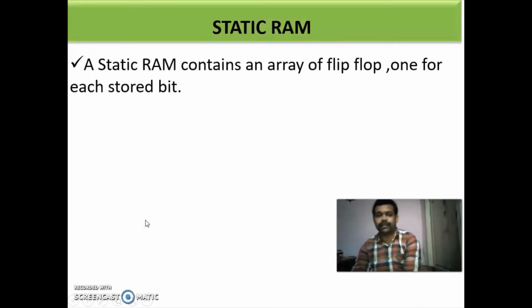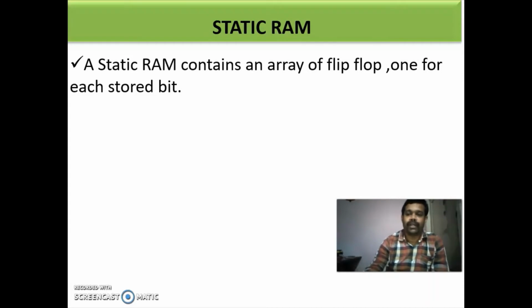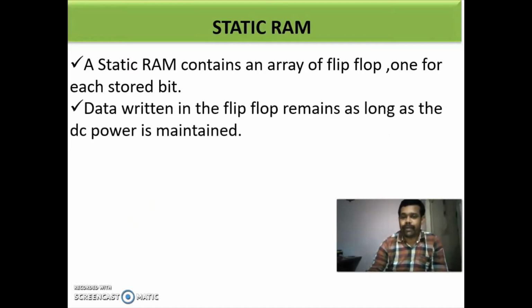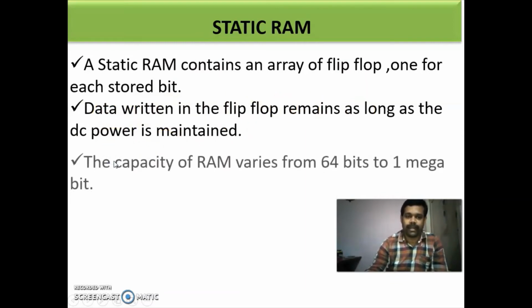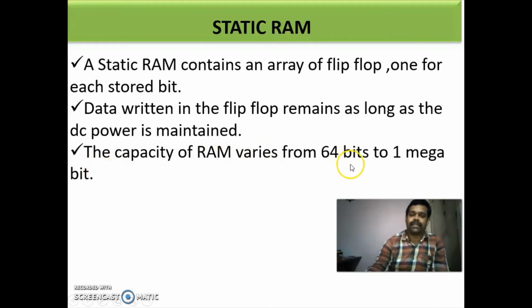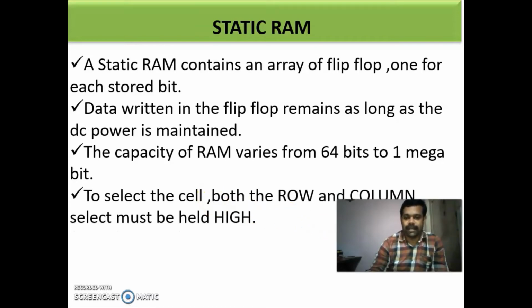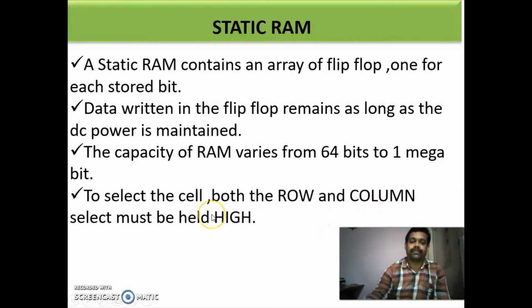A static RAM contains an array of flip-flops, one for each stored bit. Data written in the flip-flop remains as long as the DC power is maintained. The capacity of a RAM varies from 64 bits to 1 megabit. To select the cell, both the row and column must be held high. In order to select one particular cell, both row and column must be held high.